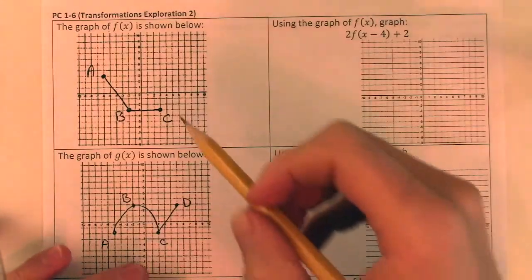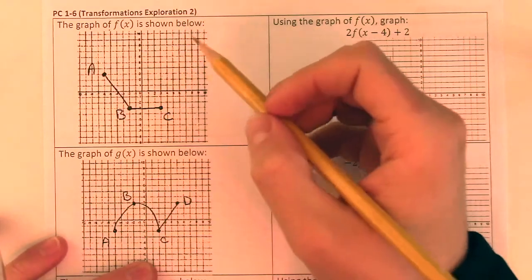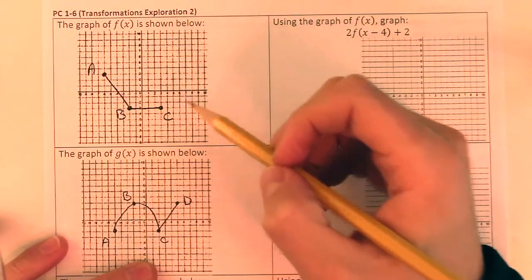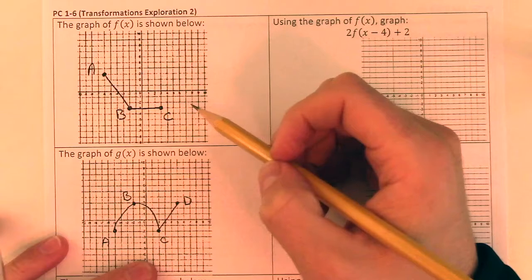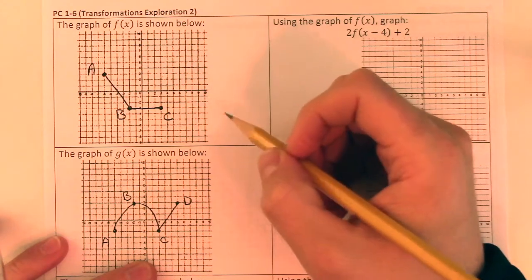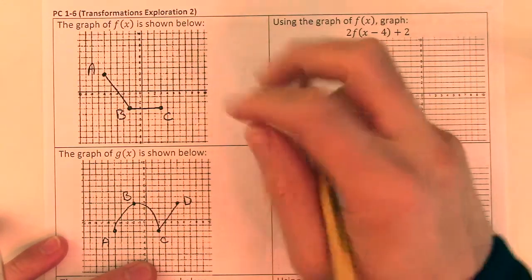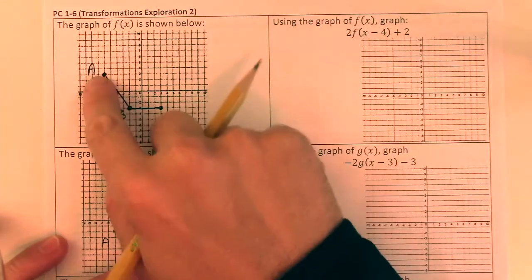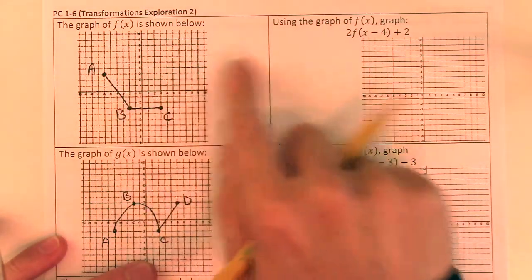Alright, so in the last transformations exploration, we did transformations with an actual graph, a function that you're used to: square root of x, x squared, x cubed, things like that. Well, now what we're going to do is take a different looking graph, with some points labeled, and transform it.